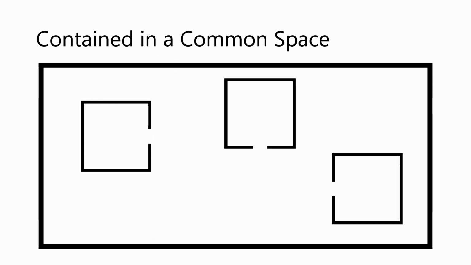Spaces can be contained within a common space. So two spaces can be related by the fact that they're enclosed in a common space, which of course is very similar to a space within a space. But here there's not really any dominance relationship between one space versus another, aside from the enclosing space.